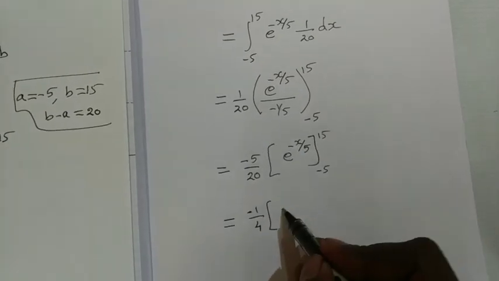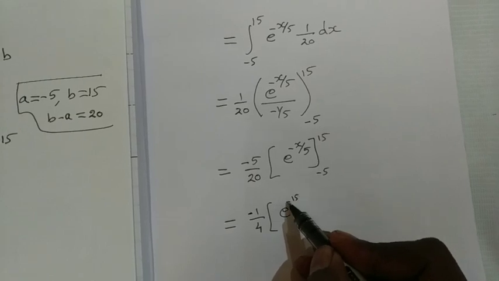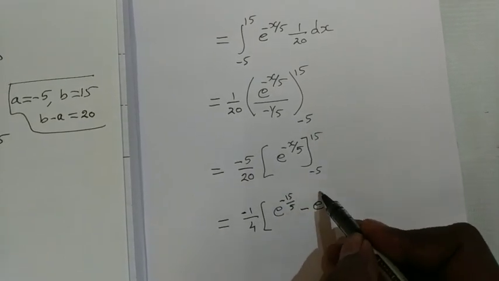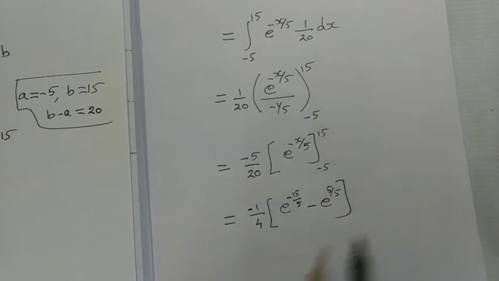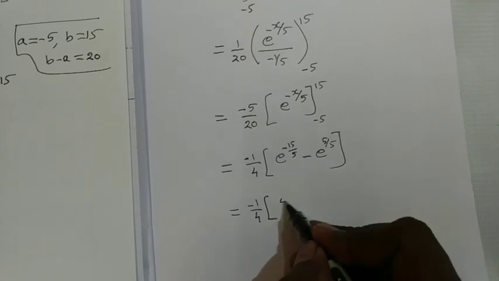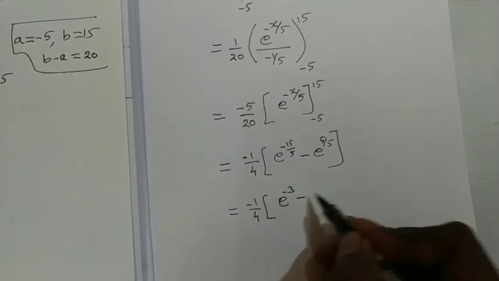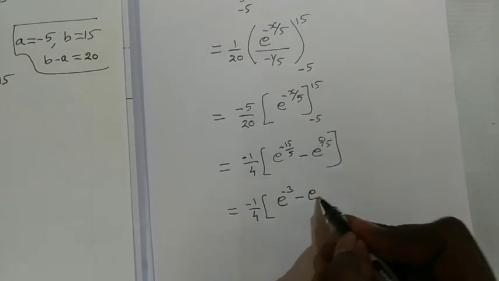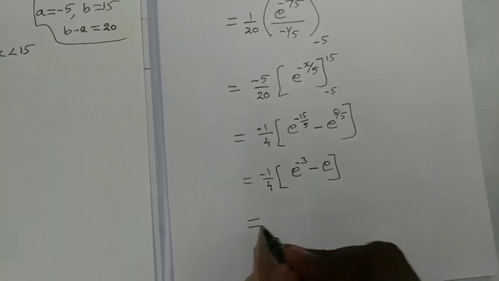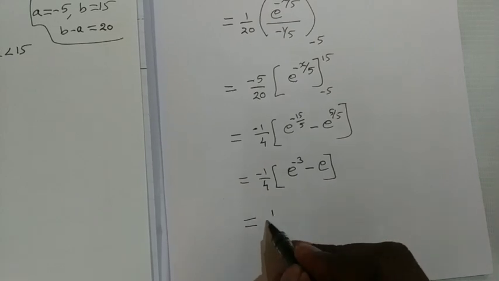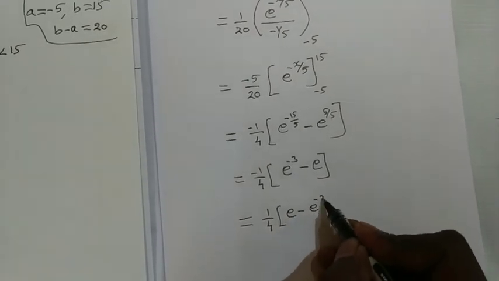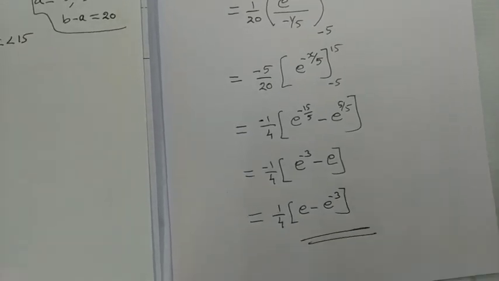Substituting the upper limit, e power minus 15 by 5 minus e power minus of minus 5 by 5. So you simplify: minus 1 by 4 into e power minus 3 minus e. So the final required answer, taking the minus inside, is 1 by 4 into e minus e power minus 3. So this is the answer of the problem.